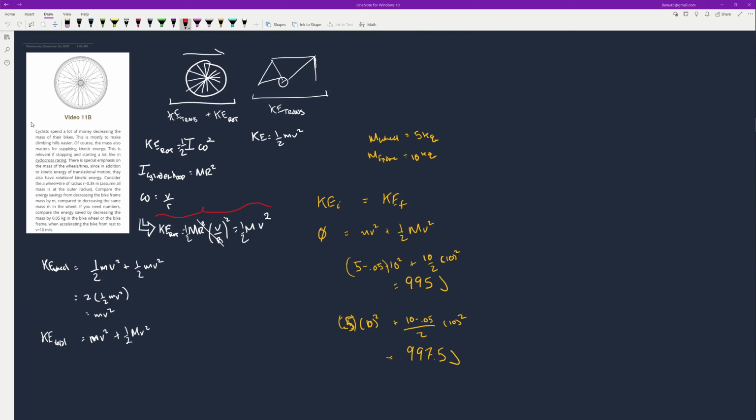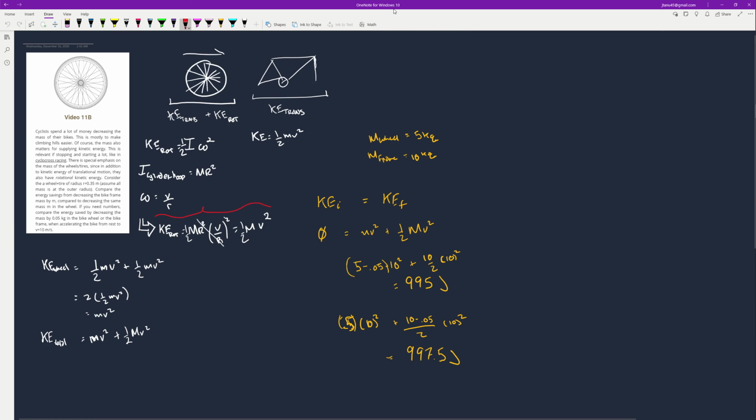All right, guys. So we're going to be going over question 11b, and the question simply asks: compare the energy savings from decreasing the bike frame mass by m compared to decreasing the same mass m in the wheel. If you need numbers, compare the energy saved by decreasing the mass by 0.05 kilograms in the bike wheel or the bike frame when accelerating the bike from rest to 10 meters per second.